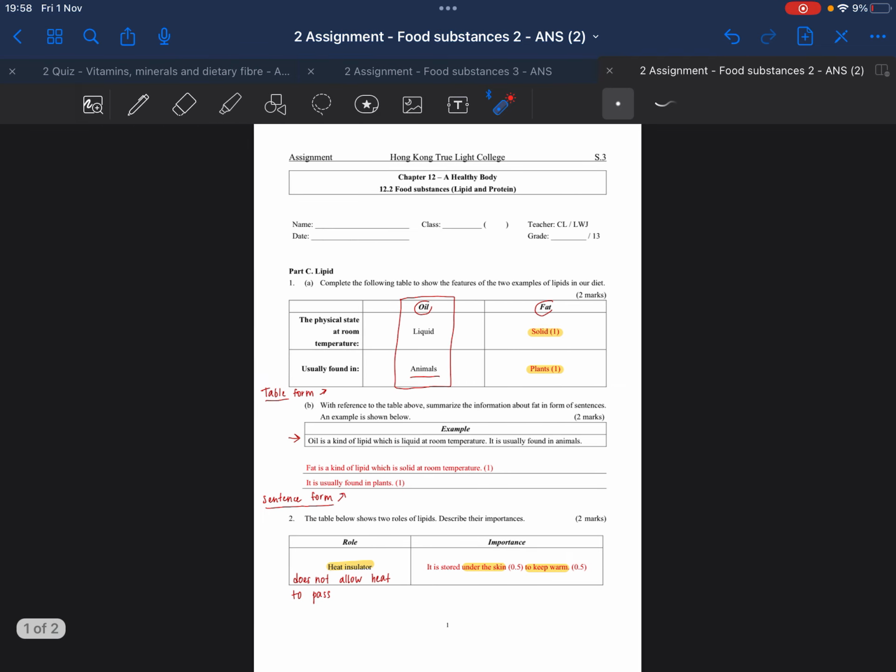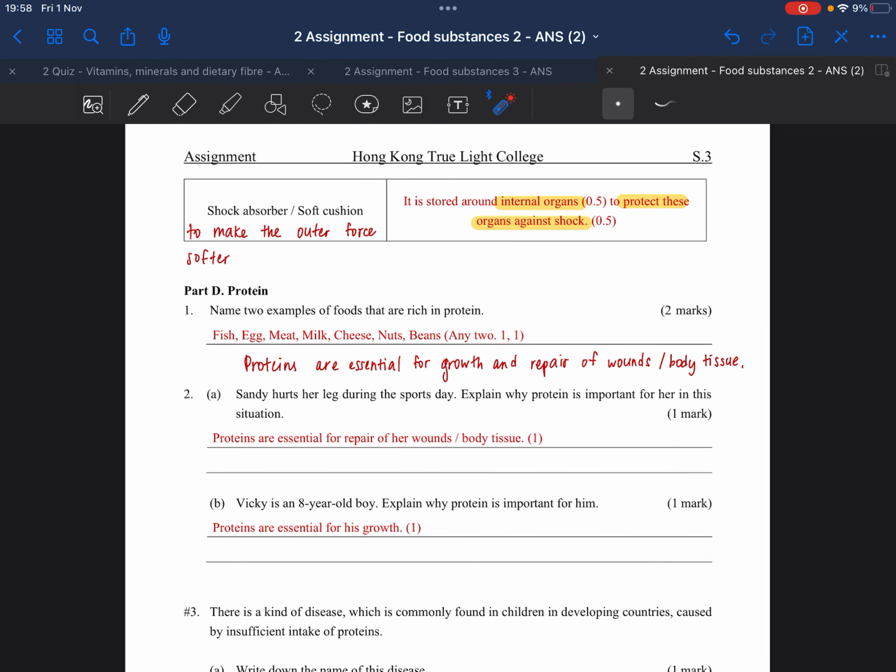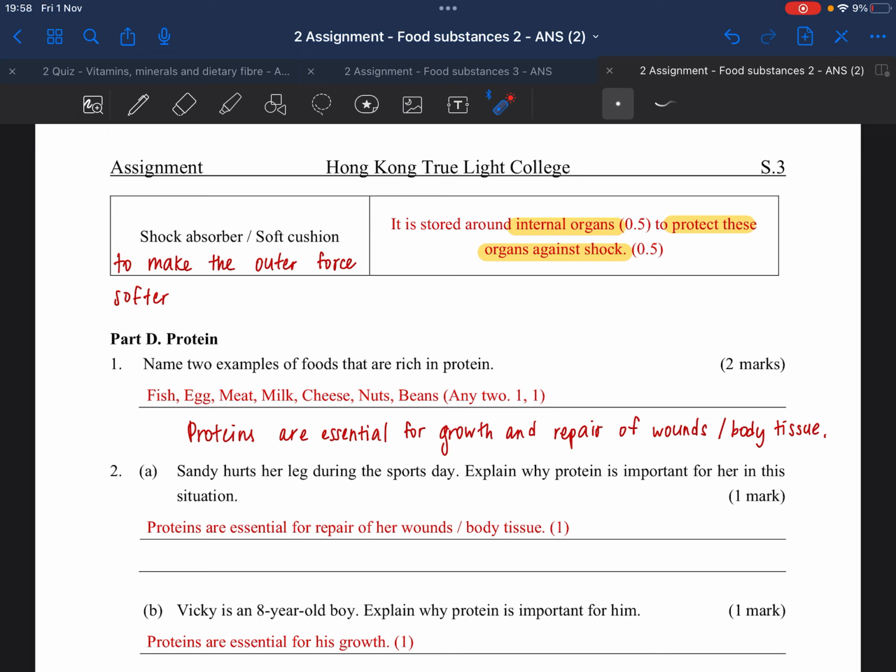And same for the next role here. For shock absorber or soft cushion, you have to identify where it is stored, around internal organs, and then you identify the function. So to protect these organs against shock.